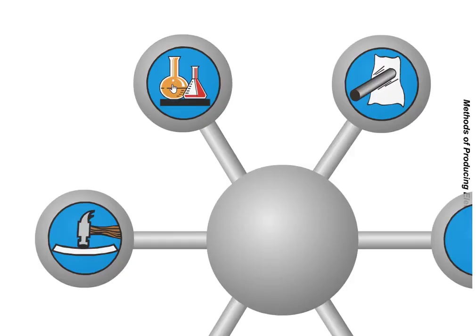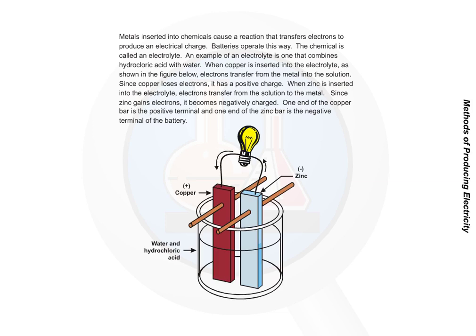Chemical. Metals inserted into chemicals cause a reaction that transfers electrons to produce an electrical charge. Batteries operate this way. The chemical is called an electrolyte. An example of an electrolyte is one that combines hydrochloric acid with water.